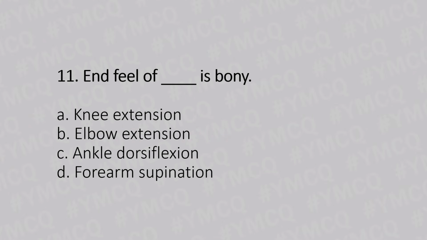End feel of dash is bony. Option A, knee extension. Option B, elbow extension. Option C, ankle dorsiflexion. Option D, forearm supination. And the answer is option B, elbow extension. Moving to our 12th question.